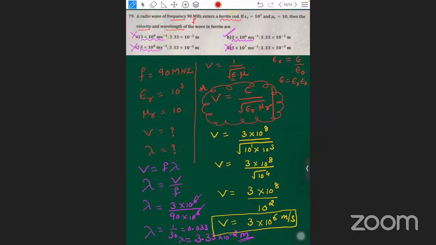I hope students you can see the font size now. I think it's better compared to the previous one.